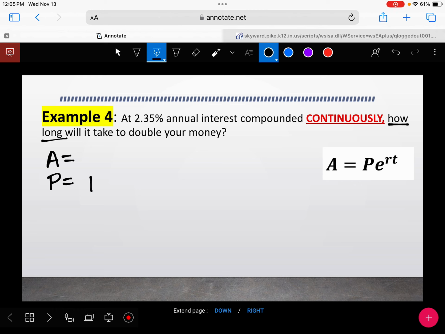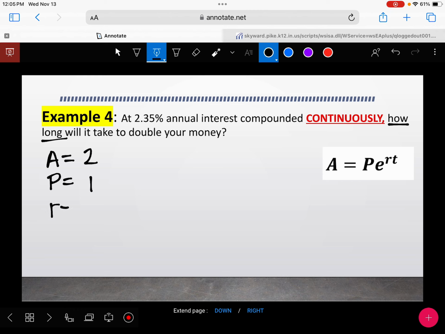So if I'm trying to double it, what would I end with? $2. Now, do you have to use 1 and 2? No, you can say you started with 5 and ended with 10. You can say you started with 100 and ended with 200. You can say you started with 50 cents and ended with $1. If they don't tell you and they're asking you how long it takes to double, you pick the start and make sure the end is double that.